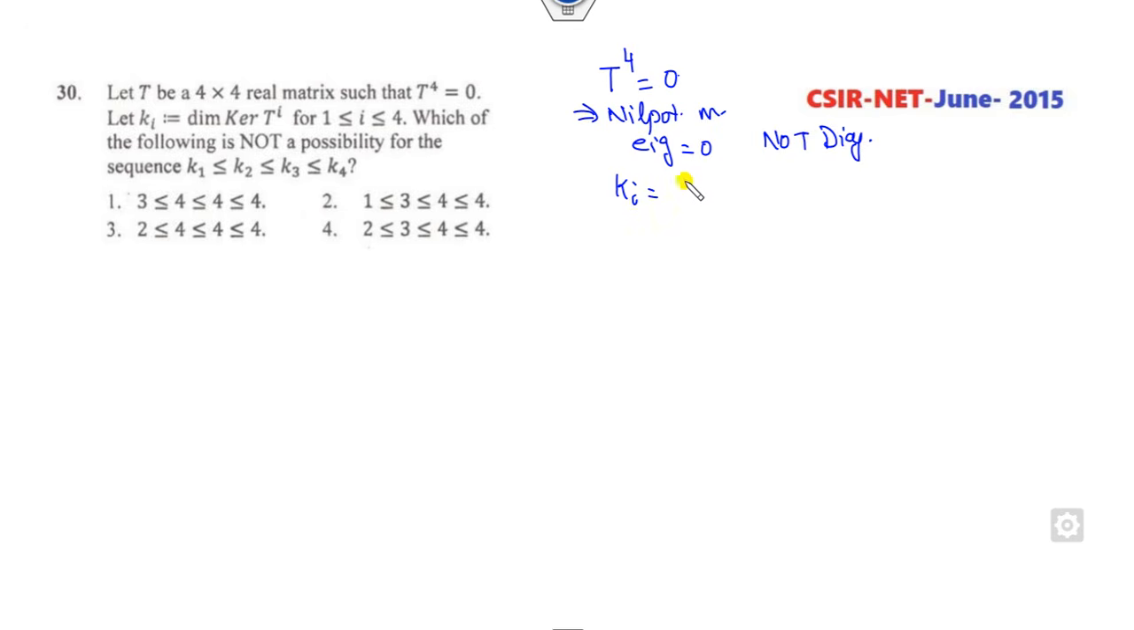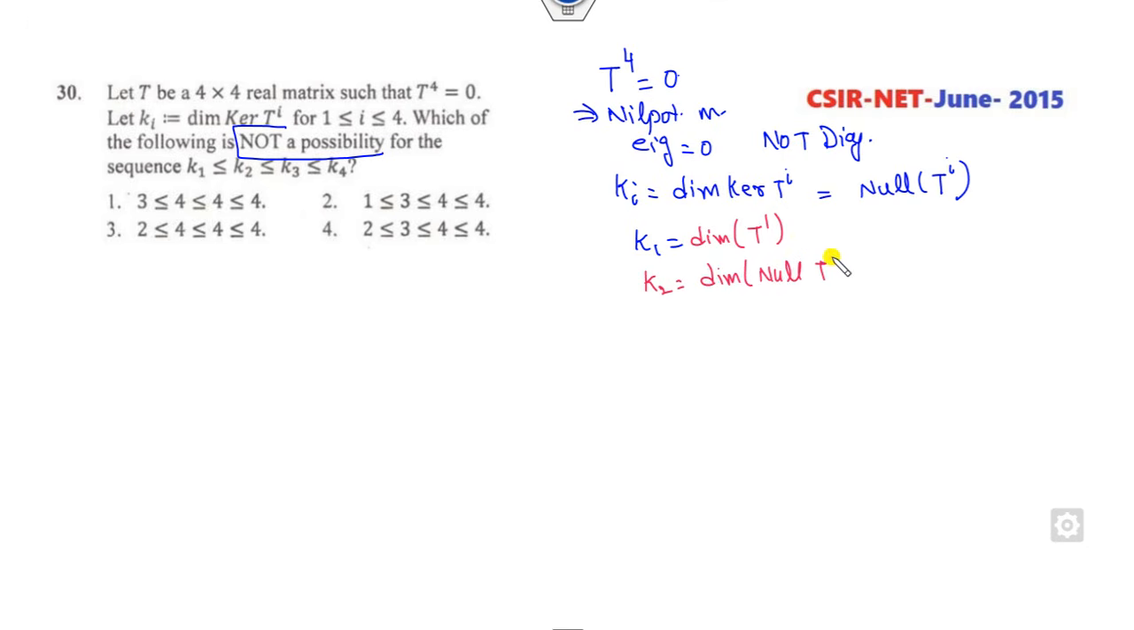Ki is the dimension of the kernel of Ti, that means the nullity of Ti. Which of the following is not a possible value for the tuple k1, k2, k3 and so on? What is k1? Dimension of the nullity of T1. K2, dimension of the nullity of T2. This is a nullity, and so on. K3, K4. Which of the following is not? If you think about it, K3 and K4 are always the same, so there is no need to check that. Firstly we will check k1 here.